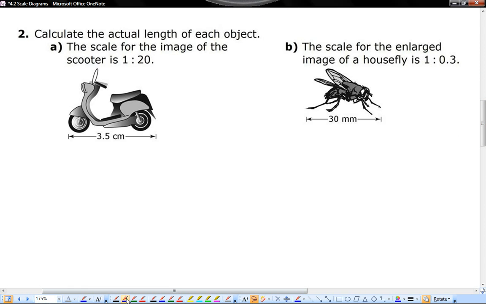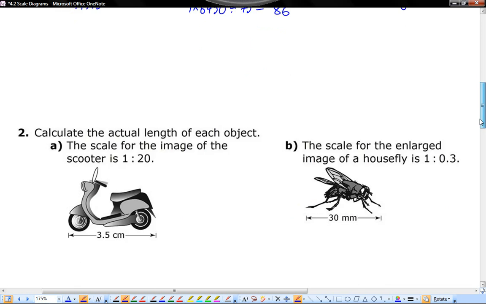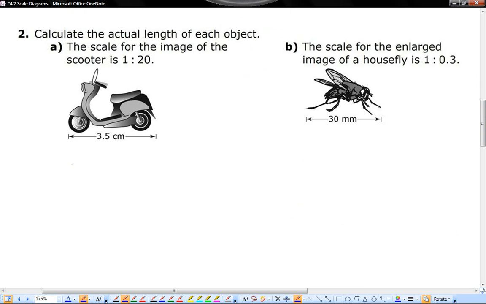So here's a situation where we are given a scale, and the scale is 1 to 20, which can also be written as a fraction, 1 over 20. The 1 in the numerator, this is the size on the diagram, and the number that goes in the denominator is the actual size.